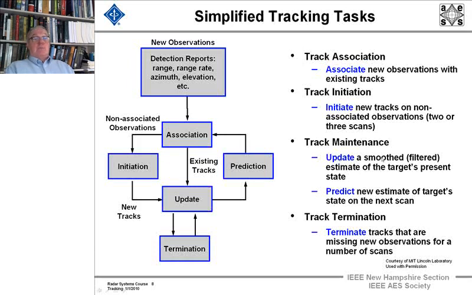Track maintenance, we update. We do a smooth, we call it a filtered estimate of the target's present position. We'll go into the mathematics of that a little bit later. And we predict ahead, using the same mathematical techniques, a new estimate of the target's state on the next scan based on our present information. We update it. And then we terminate tracks that are missing new observations for a given number of scans.